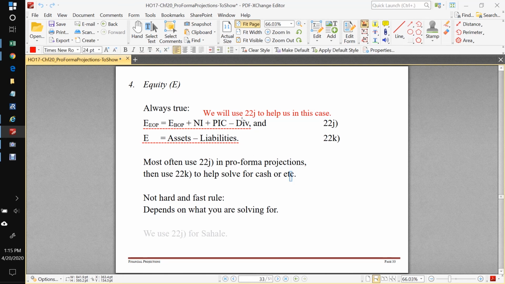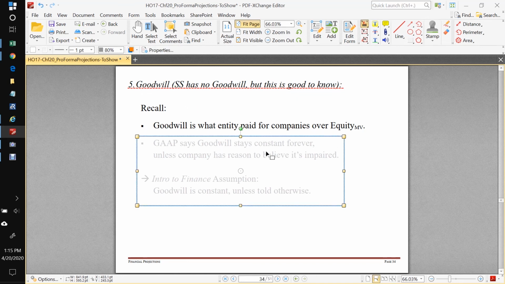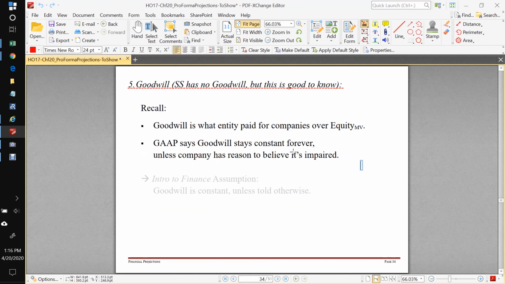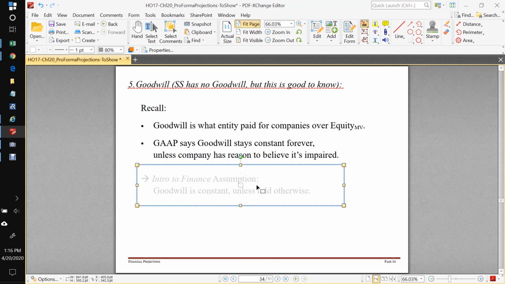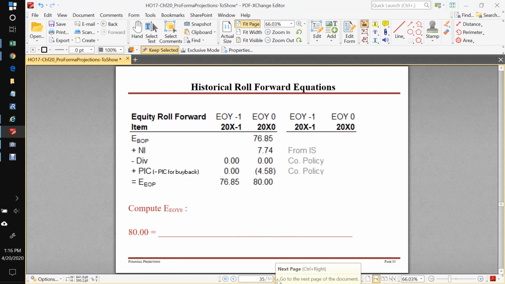That's our equity roll forward equation that we talked about. And this is just something that you should know. Sahali has no goodwill, but it's a good thing to know about. Remember, goodwill is what an entity pays for a company that it purchases over market value of equity. GAAP has a couple of rules now about how to handle this, but the most common one is to say that goodwill is constant forever unless the company has a reason to believe it's been impaired. That's going to be our assumption: if we see goodwill on a balance sheet, we're going to say it's constant unless we're told that it's compromised.